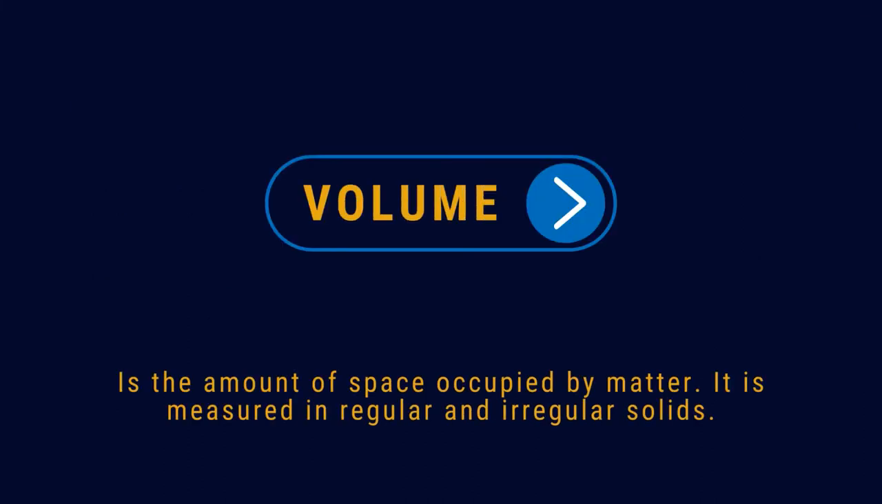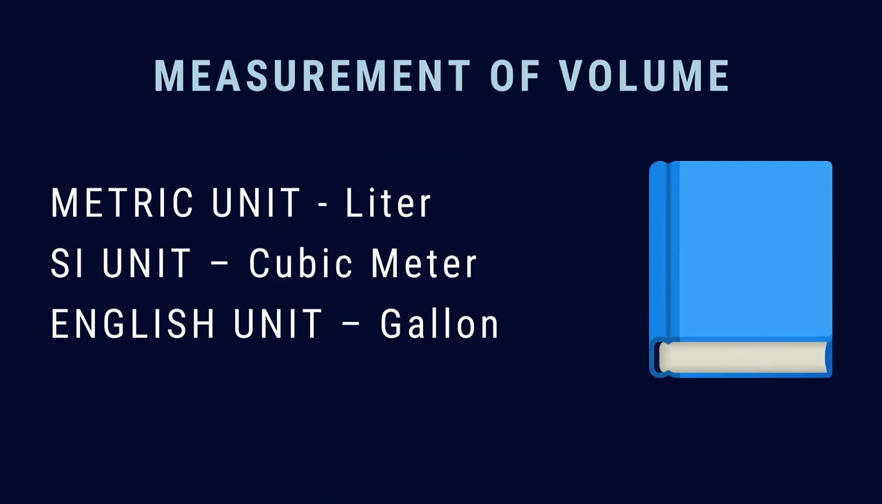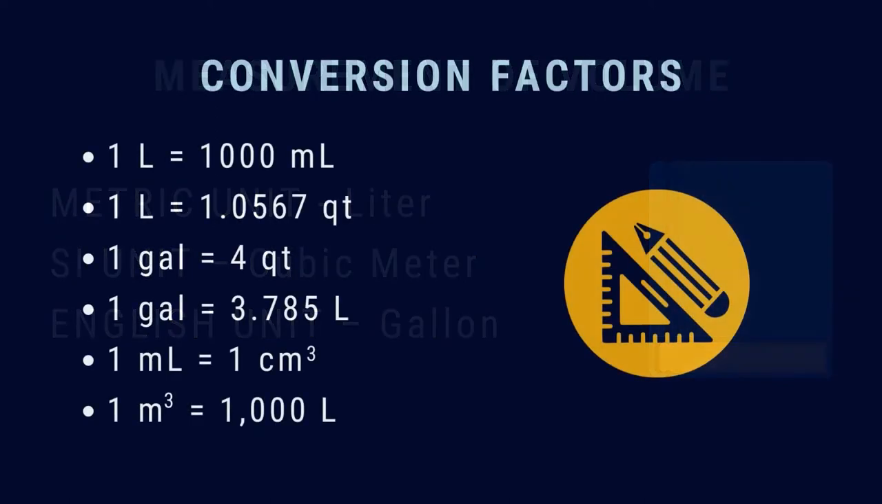Our next quantity is volume. It is the amount of space occupied by matter. It is measured in regular and irregular solids. For the measurement of volume, we have liter in metric unit, cubic meter in SI unit, and gallon for English unit. For the conversion factors of volume, we have 1 liter equals 1000 milliliters, 1 liter equals 1.0567 quarts, 1 gallon equals 4 quarts, and so on and so forth.